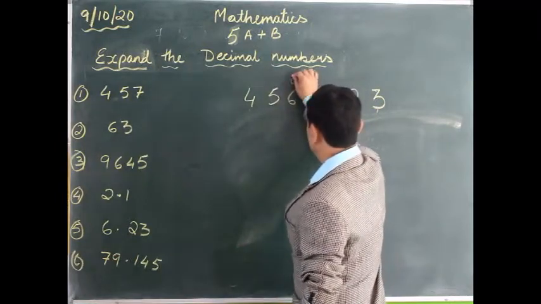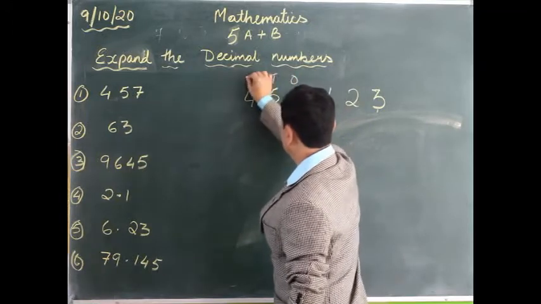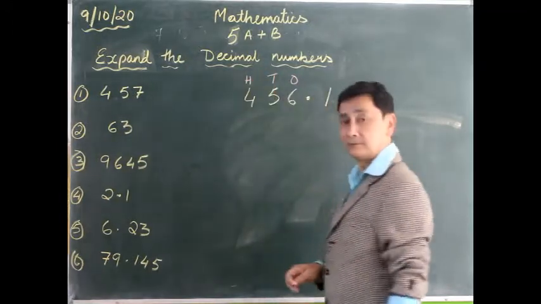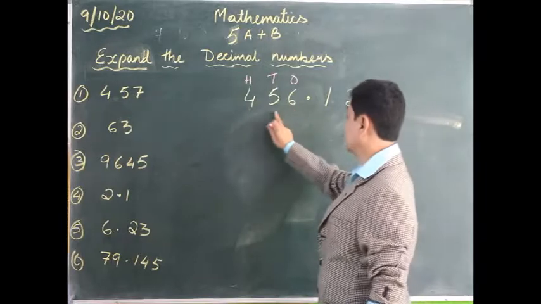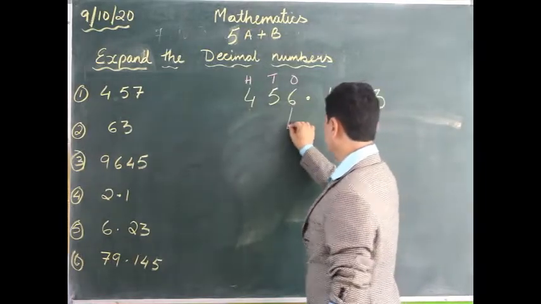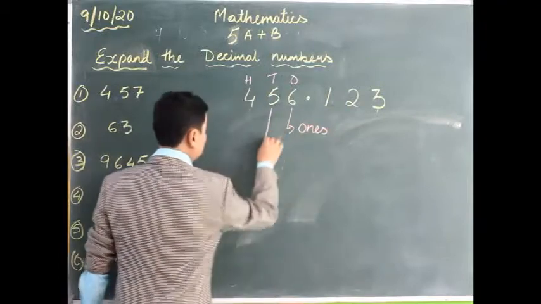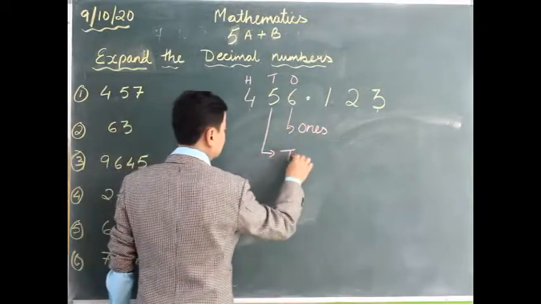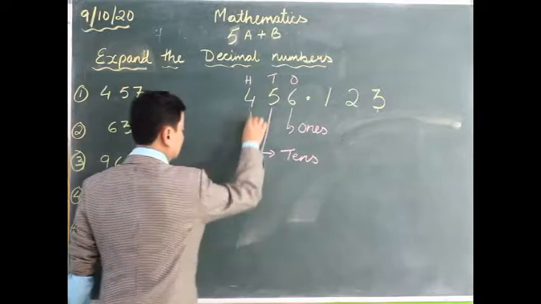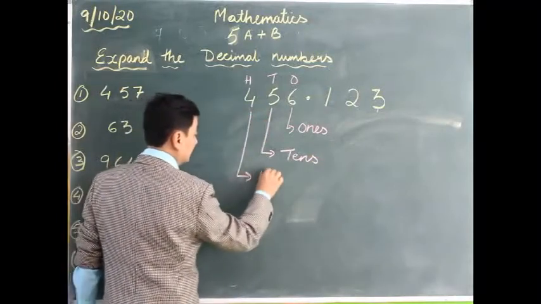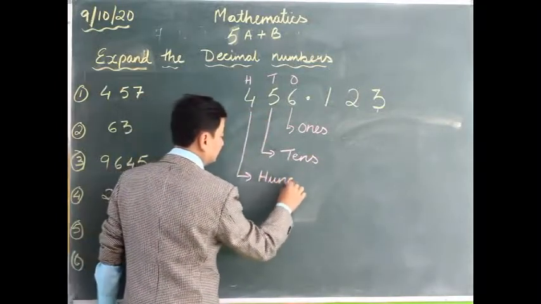Ones, tens, hundreds. Okay? Ones, tens, hundreds. Let's write it down here. Ones, tens, and hundreds.